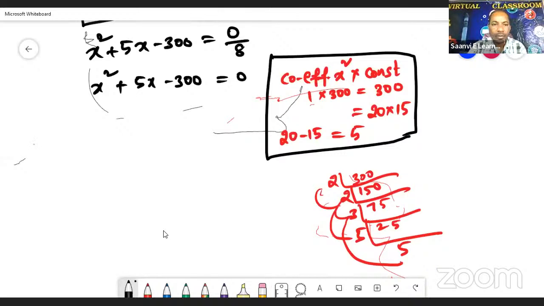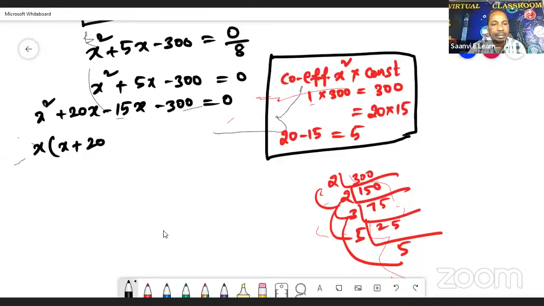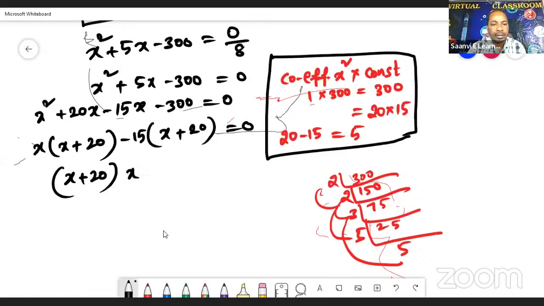Now factorize this. x squared plus 5x we write as plus 20x minus 15x minus 300, that is equal to 0. In the first two terms x is common, x plus 20. In the next two terms, the minus symbol you take common, and also we can take 15 common. So x plus 20 again common. The remaining factor is x minus 15 is equal to 0.